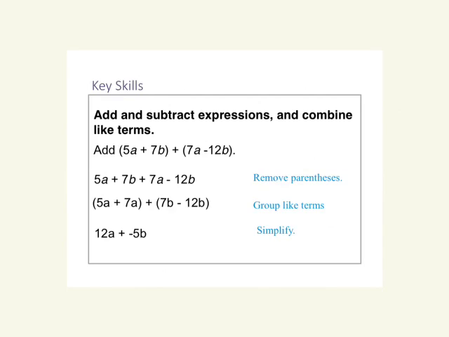Now we will get into another example, and this example is adding and subtracting expressions. This is really the main focus of this lesson. So here we have 5a plus 7b plus 7a minus 12b. Now we categorize these problems by what operation is occurring between the two polynomials. So I call this an addition problem.